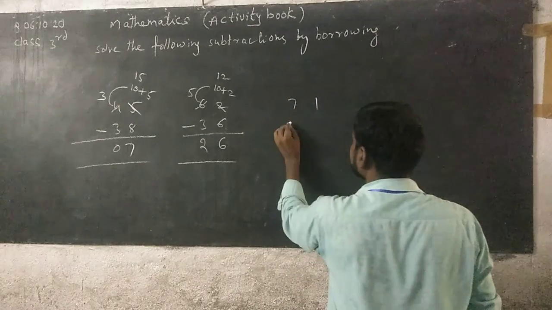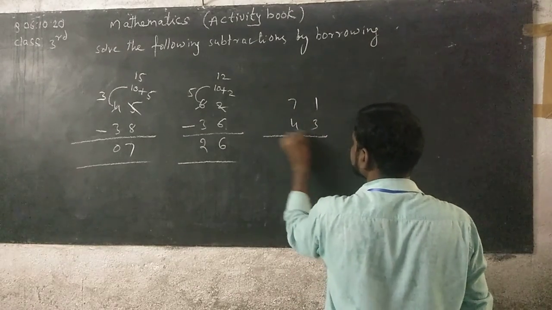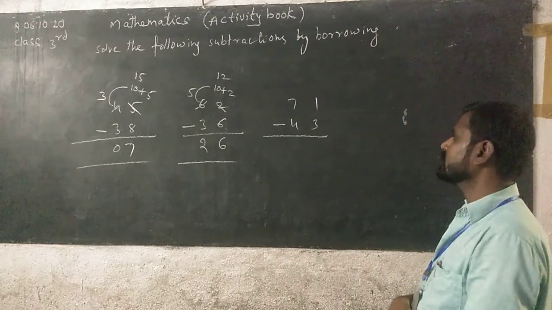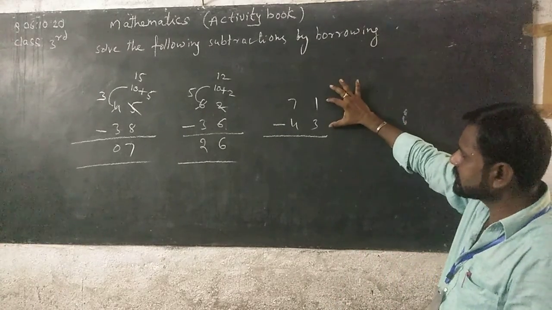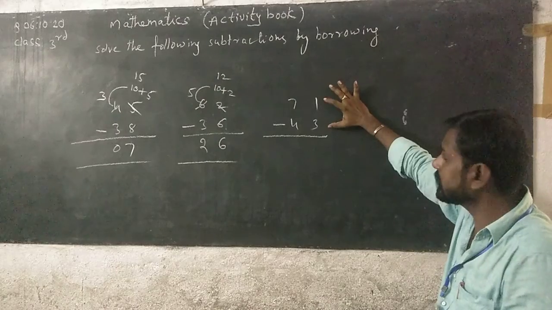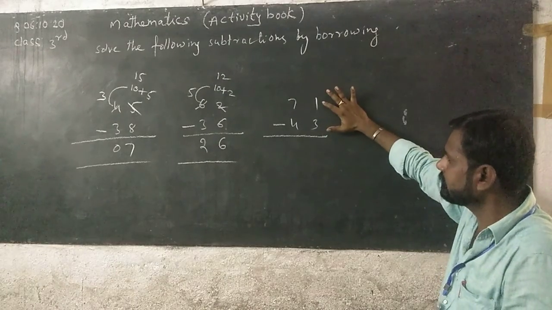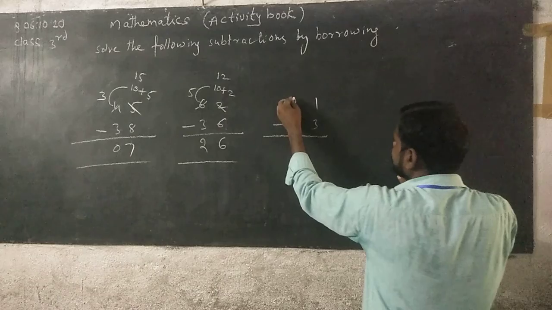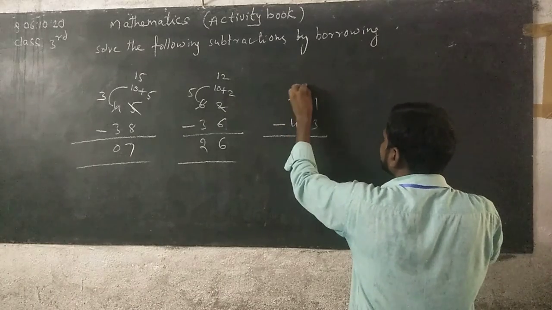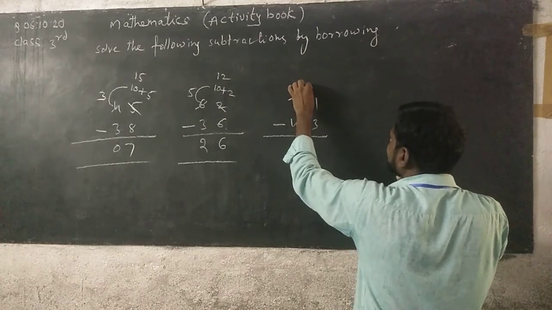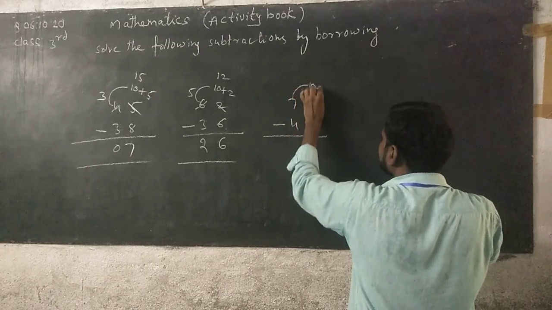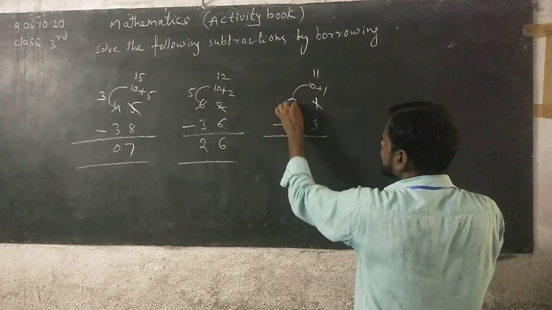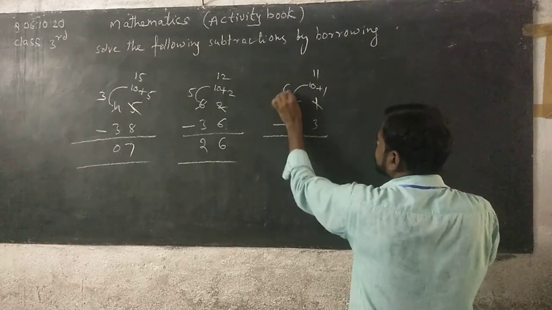Next 71 minus 43. First subtract the digits in one's place. So here 1, here 3. 1 is less than 3. Now take borrowing from 7. 7 is in tens place. It can give a borrow to the one's place digit, that is 1. 10 is added to 1. What do we get? 10 plus 1, 11. So 7 is less by 1. Here 7 minus 1, 6.